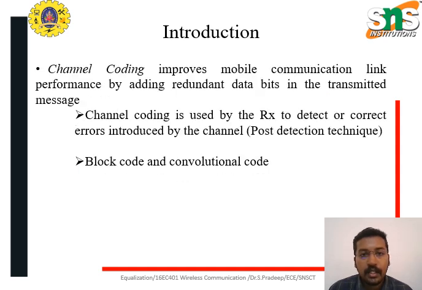So, introduction. The channel coding improves mobile communication link performance by adding redundant data bits in the transmitted message. Channel coding in wireless communication is also used to enhance reliability by mitigating errors introduced by the wireless channels by adding redundant data bits. It's crucial for ensuring the integrity of information transmission in the presence of noise, interference, and fading.